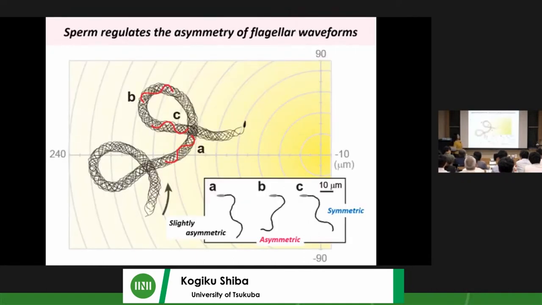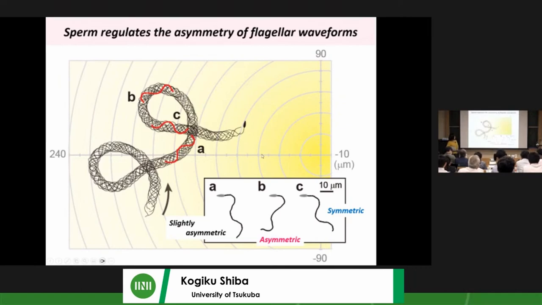So here I show the sperm flagellar wave trace during chemotaxis around the glass capillary tip. As I showed you, sperm show chemotaxis with a turn and a straight movement. Here, there are three characteristic flagellar waveform patterns. Here, A is slightly asymmetric. This is the control condition. The sperm swim with this waveform, and they swim in a circle in the same position.